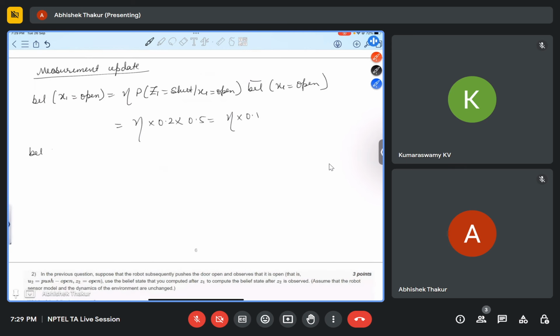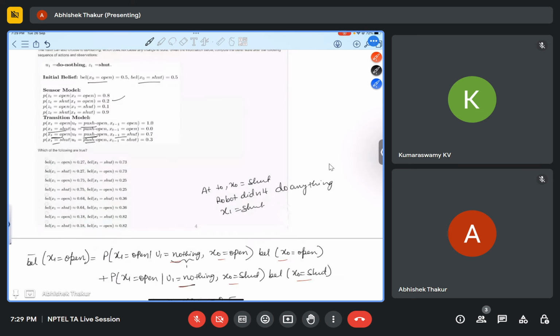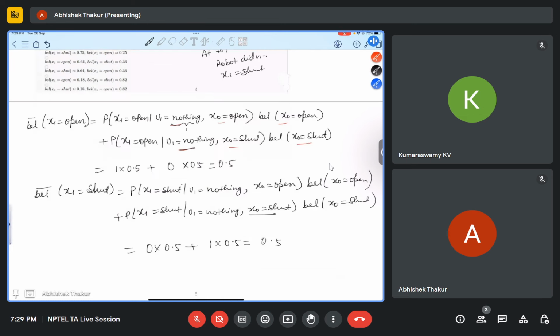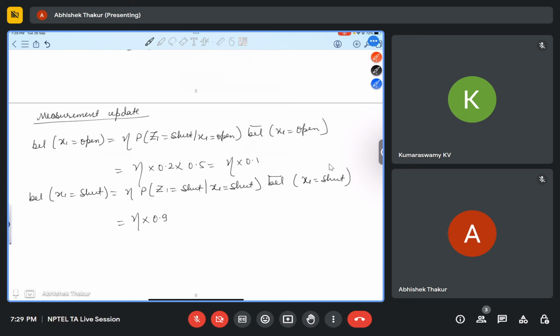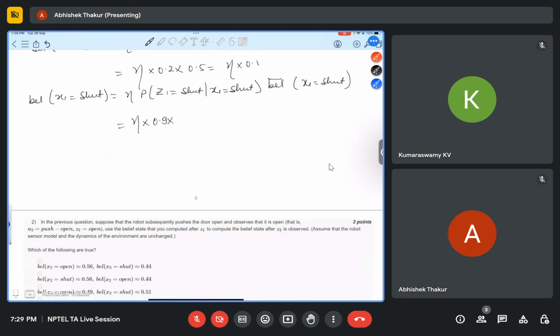Now belief such that x1 is equal to sat, like door is closed, the belief for this is eta into probability of z1 is equal to sat given x1 is equal to sat, and belief bar of x1 is equal to sat. So this is given as eta into, here this is 0.9, and this belief bar x1 is equal to sat we have found is 0.5.